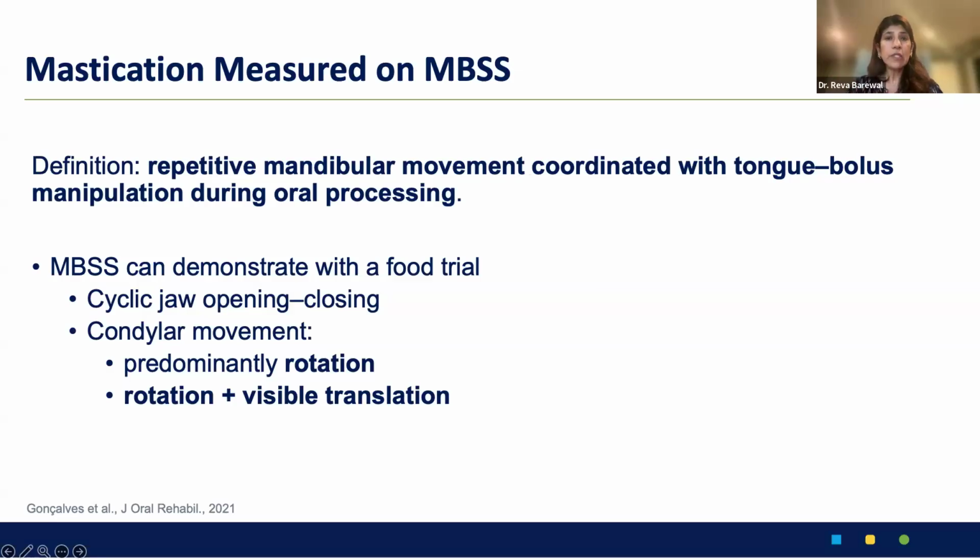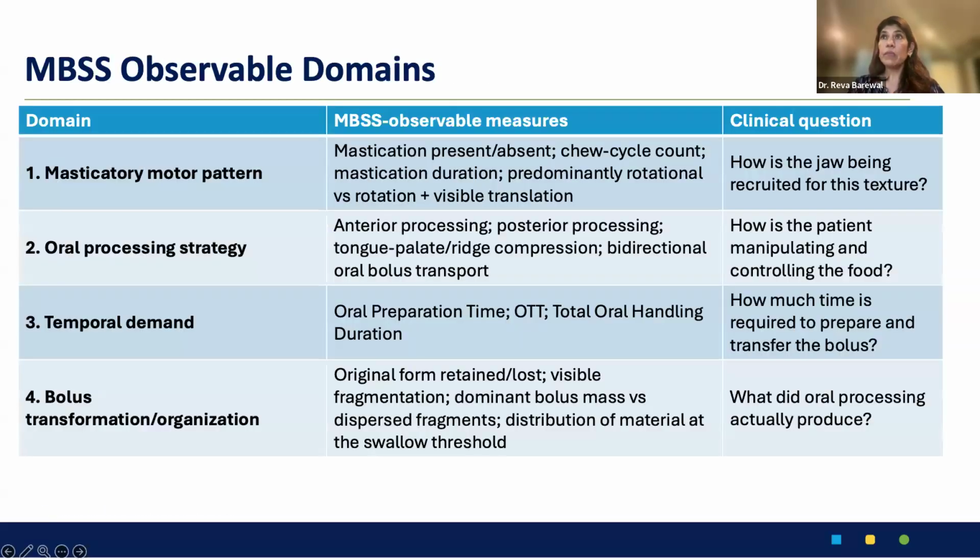So I think in our study, we're going to examine the oral preparation, oral transit time, and mastication duration. We're going to look at chew cycles, oral architecture, and bolus outcome. So here are the domains. First, the masticatory motor pattern, the oral processing strategy. We want to look at that bidirectional oral bolus transport, especially in edentulous or partially dentate populations. Is this strategy different, and are we seeing this repeatedly across different patients? It's basically how they are manipulating and controlling the food.